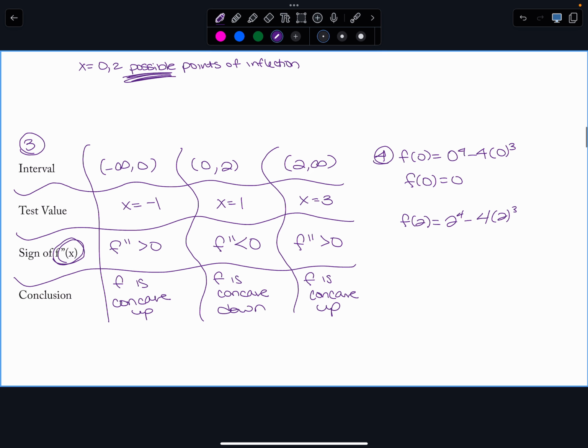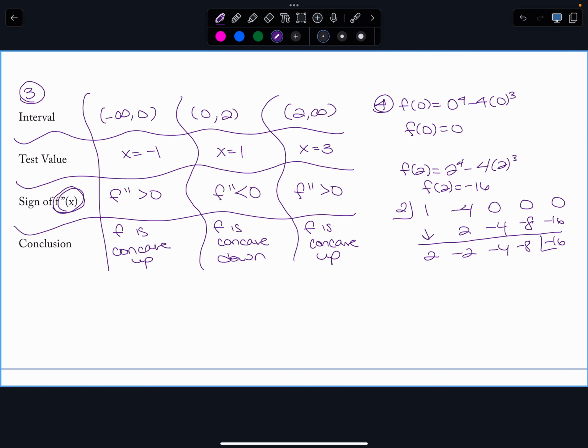So f of 0 is 0. F of 2, if you wanted to do the synthetic division way, you'd have your 2, you'd have 1, you'd have negative 4, then you have a 0 for your x squared, a 0 for x, and a 0 for your constant term. So you would have to write out all your zeros to get the right answer. So f of 2 is equal to negative 16.